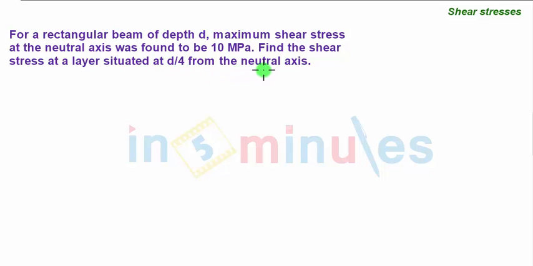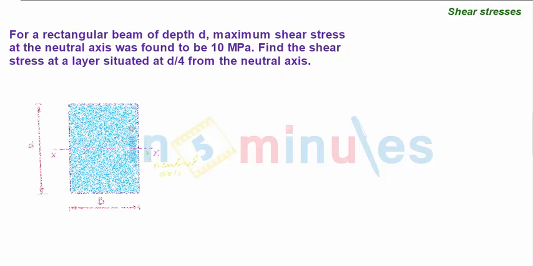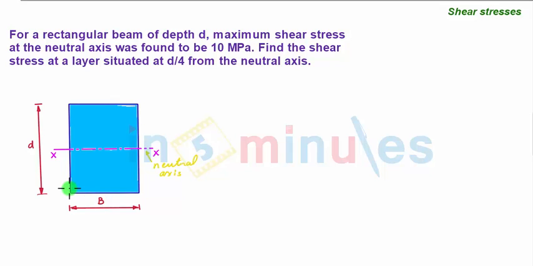So according to the problem, we have a simple rectangular section of a beam. Let us represent this rectangular section where d is the depth of the section. Since the rectangular section is symmetrical about the horizontal axis, the centroidal xx axis will pass through the center of this section, and this centroidal xx axis will also be the neutral axis. Now let us also define the width b of the section.